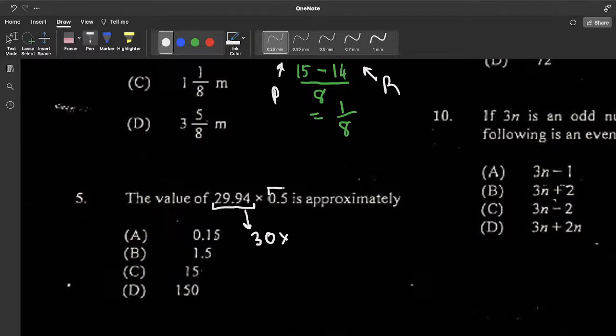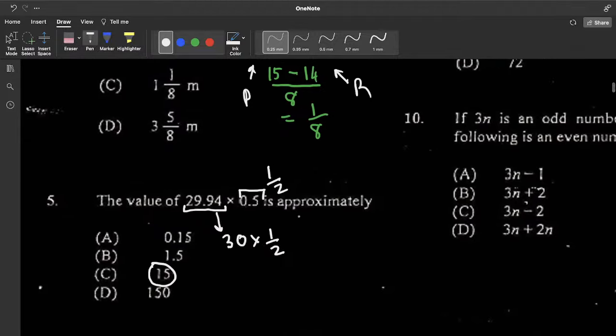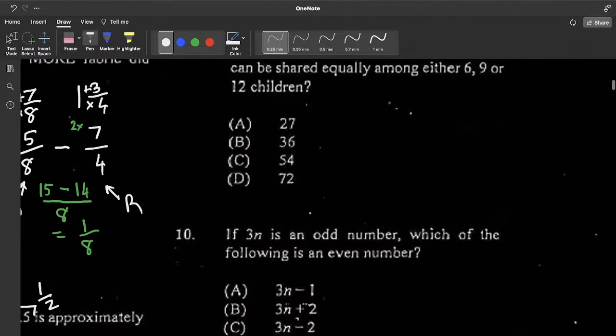What does 0.5 represent? Half. This is the decimal form of saying half. So if I'm saying 30 times a half, I'm trying to figure out what is approximately half of 30. And half of 30 would be 15. So this is basically, in essence, what we would have to do in order to approximate this value. So you have to use little tricks like this in an exam to help you move along quickly.